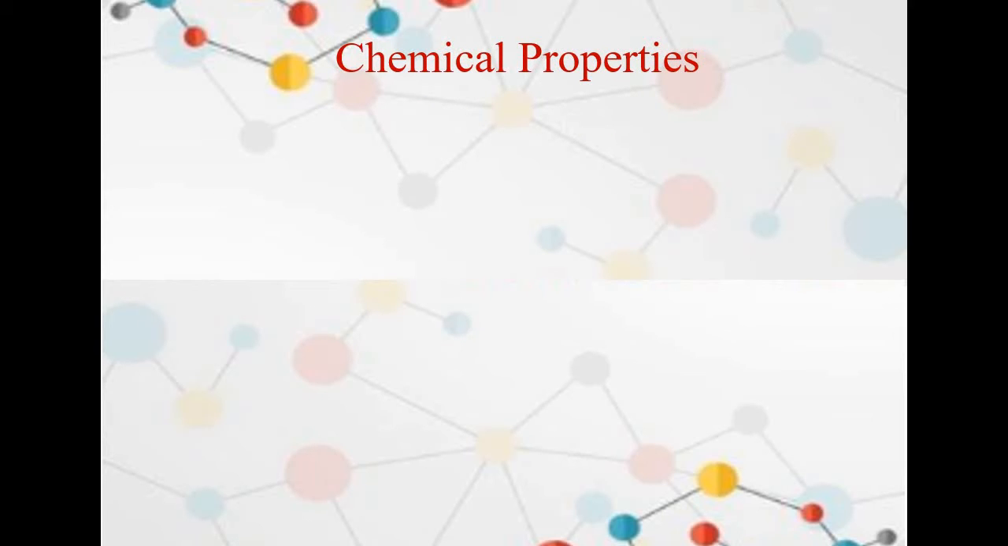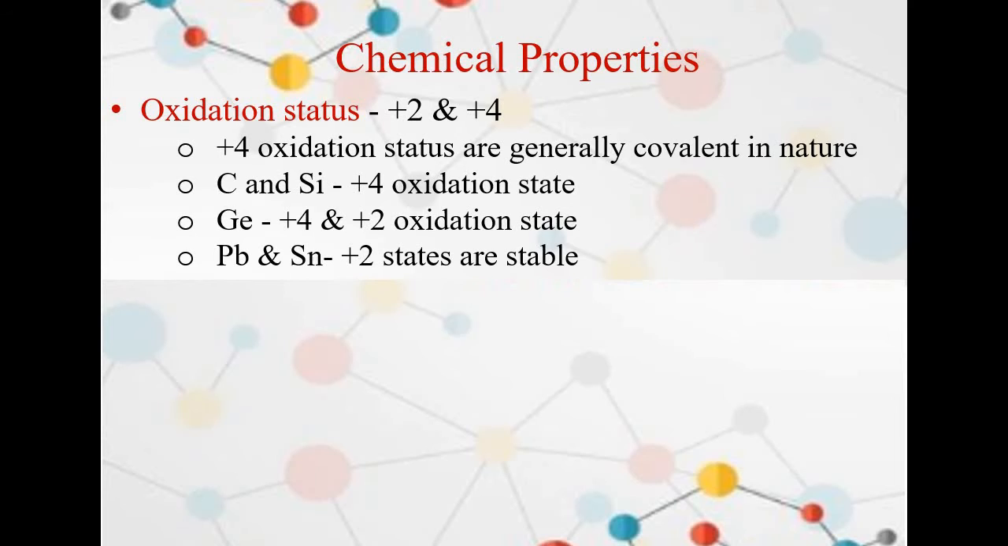Then we are moving to the chemical properties. Oxidation state is either +2 or +4. +4 oxidation states are generally covalent in nature. Carbon and silicon always have the +4 oxidation state. Germanium has +4 and +2 oxidation states. In tin and lead, the +2 oxidation state is more stable.